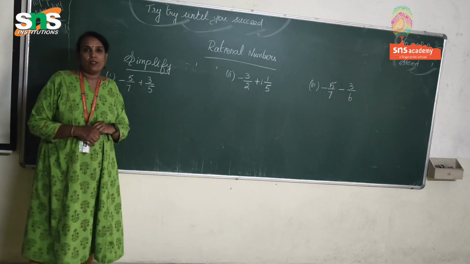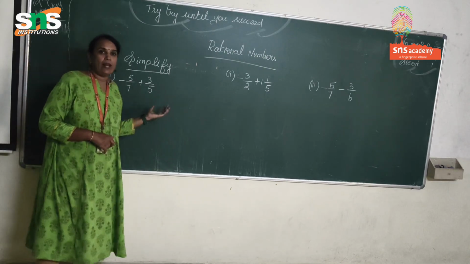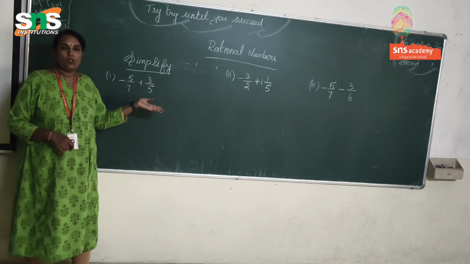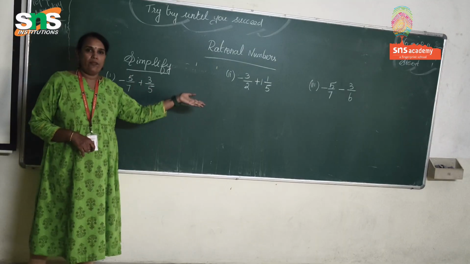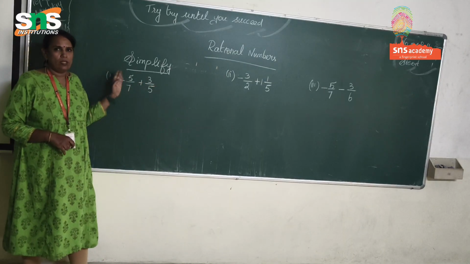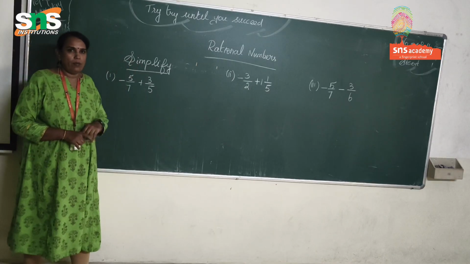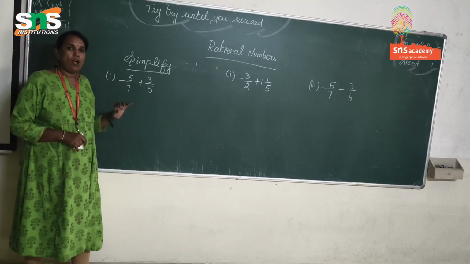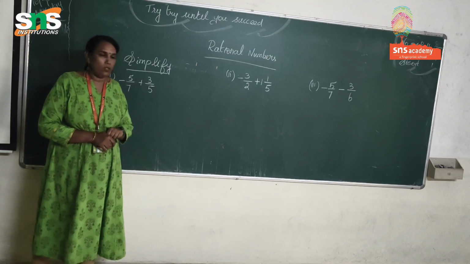Next one, fractions. In the lower class we have learned fractions. For addition or subtraction of fractions, we have to observe the denominators, whether they are the same or different. If they are the same, no problem, we just do the calculation with the numerators. When the denominators are different, we have to find the LCM, and only then proceed with the calculation.